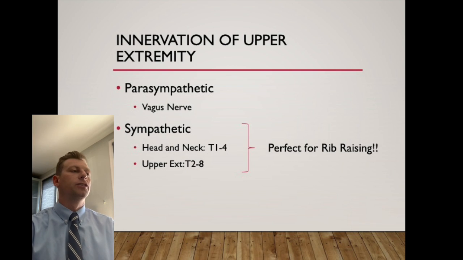The innervation of the upper extremity is quite simple. For parasympathetics, like we've seen before, it is the vagus nerve. And for sympathetics, you have the head and neck, which is supplied by the spinal levels T1 through T4, and then the upper extremity itself is T2 to T8. I only put in the head and neck just because the top part of the shoulder is right around T4.